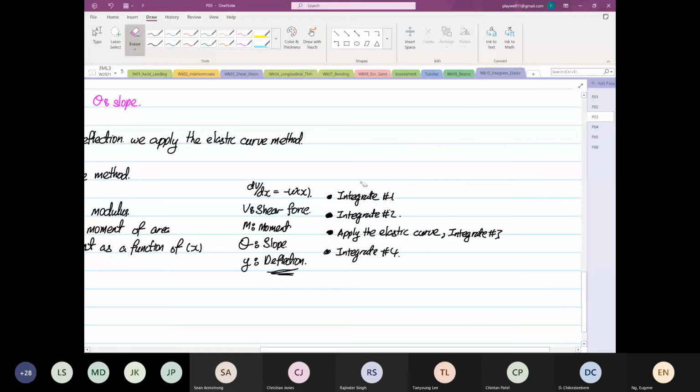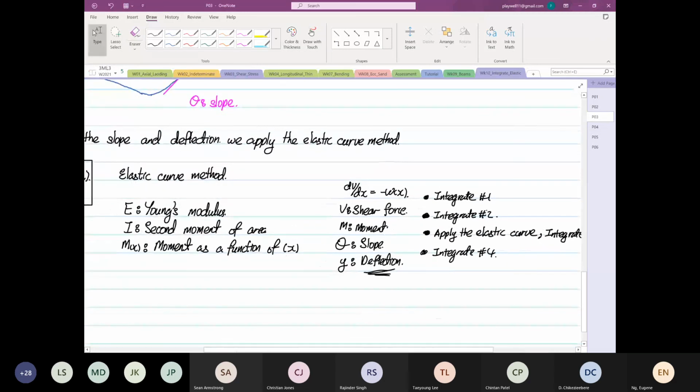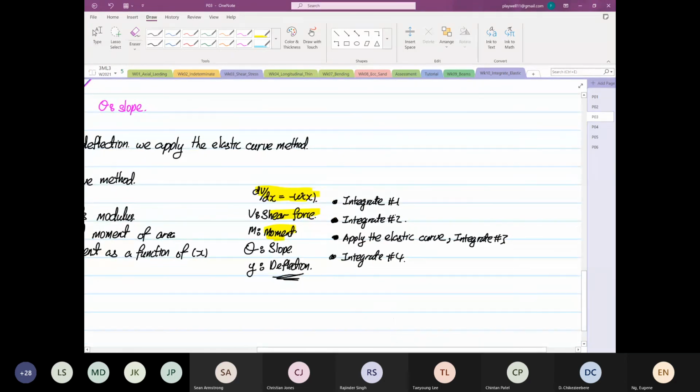So coming back to this flow again, we get our dV/dx equal to minus omega x. We integrate the first time, we get our shear force. We integrate the second time, we find our moment. Then before we go further, we apply the elastic curve. This elastic curve and this elastic curve are the same. Then we integrate the third time, we get our slope. We integrate the fourth time, we get our deflection. So we realize that when we integrate 4 times, we have 4 constants.